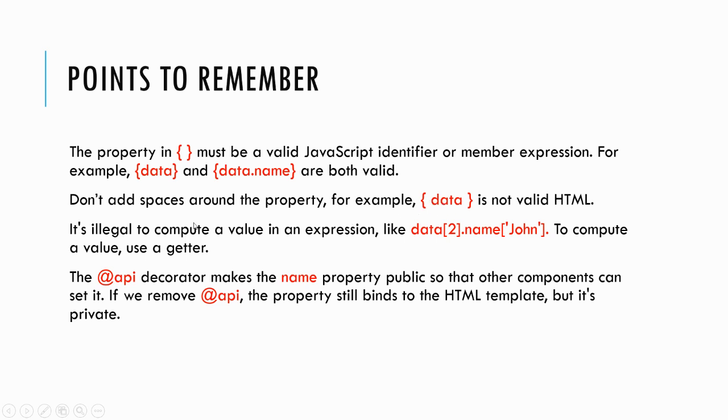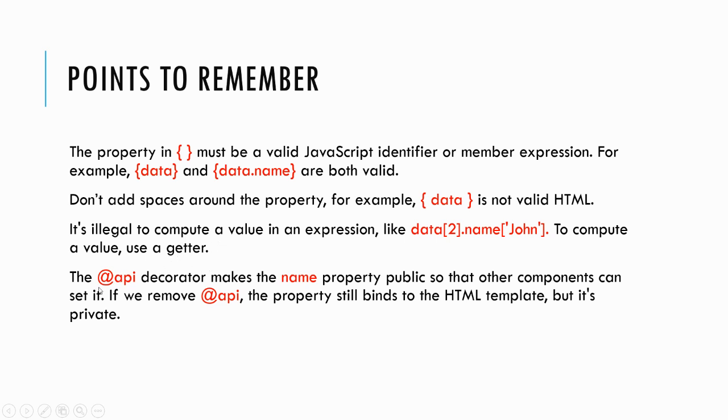The third point says that it is illegal to compute a value in an expression. That means it can take any primitive or any member expression value, but it will not compute a value like data2.name plus John. For this, we have to use getters. And don't worry, we will cover this topic in our next videos: what a getter and a setter are, how to implement them in our LWC framework, and how we can use them for computation purposes.